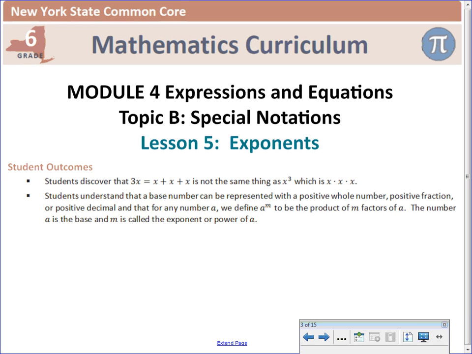Okay, today we're looking at Module 4, Lesson 5 on exponents. How many of you are familiar with exponents from elementary school? Okay, the other class is about 50-50 also.